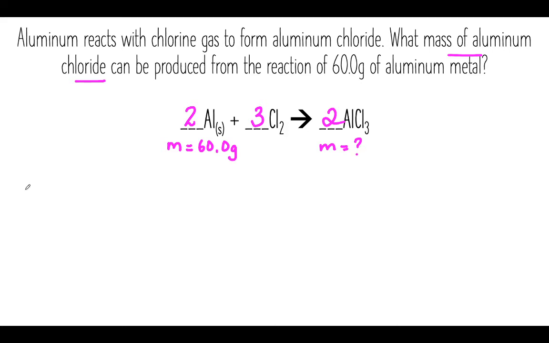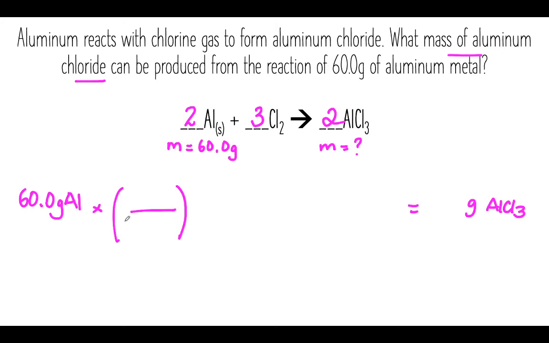So let me write that again. I have 60.0 grams of aluminum, and I want to end up with grams of AlCl3. So what would I do in order to go from grams of aluminum to grams of AlCl3? First of all, I need to convert the aluminum into a value in moles. And I can do that by using the molar mass of aluminum.